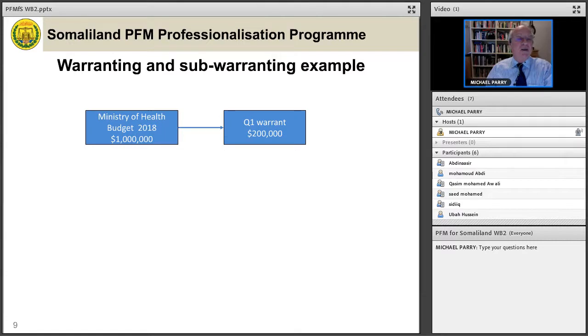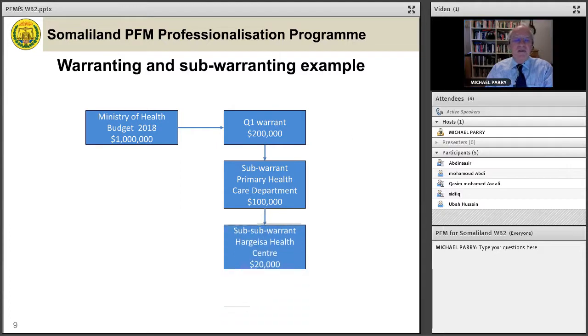Just look at a simple example of that. Ministry of Health gets a budget for $1 million. The first quarter budget warrant is $200,000. $100,000 is sub-warranted to primary health care, and then there's a sub-warrant to the Hargeisa Health Centre, if such exists, of $20,000. So it's a cascading system where the funds are progressively warranted out to the spending units. It's a control system. Control for cash, control to make sure that the objectives of your budget execution system are met.